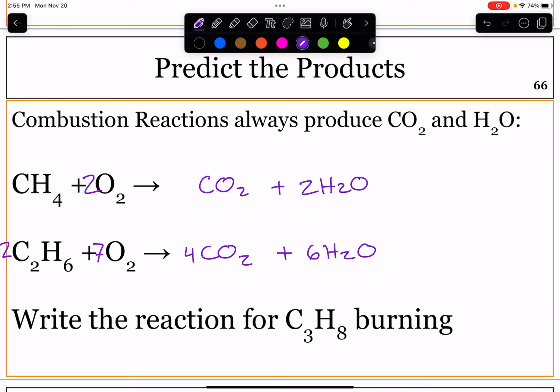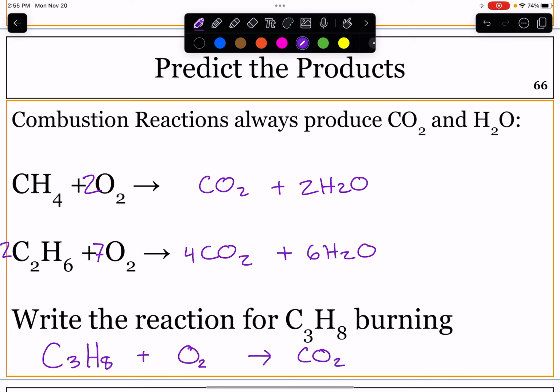For this last problem here, it says write the reaction for C3H8 burning. That means combusting. So this is a combustion reaction. We have C3H8, that's the hydrocarbon. A hydrocarbon is any molecule with just carbon and hydrogen. Sometimes it can also have oxygen in it, in the compound itself. Remember that combustion reactions must always burn or combust in the presence of oxygen. This is why a fire blanket works, because if you smother the fire and don't give it any more oxygen, it will go out. So therefore, combustion reactions must always have oxygen as a reactant.